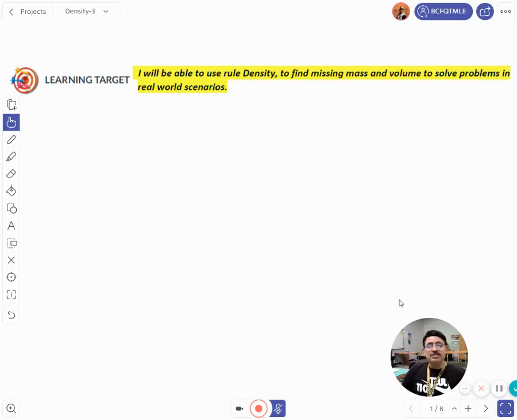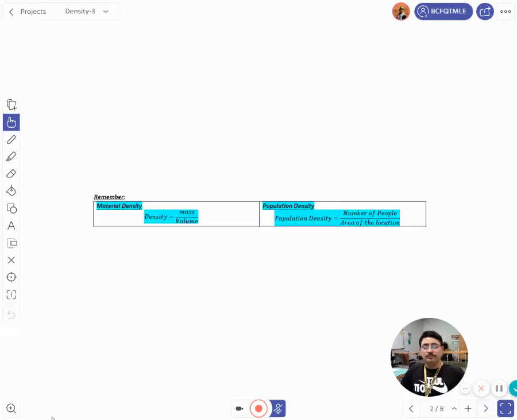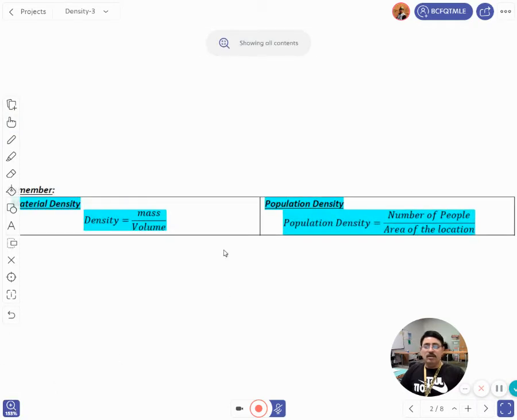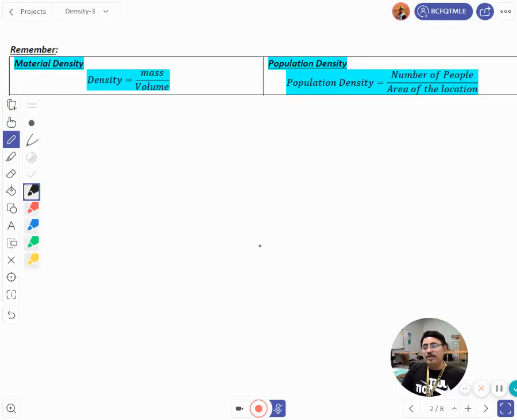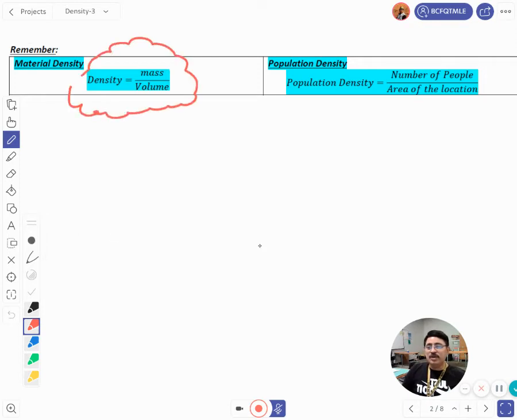I'll take density of population related questions. So let's go to the next page with formulae. Here, there are two formulae. One is material density, like if you are computing density of copper, or let's say aluminum or sulfuric acid, those kind of questions, then you will be taking the first one, which is this rule: density equals mass per volume.